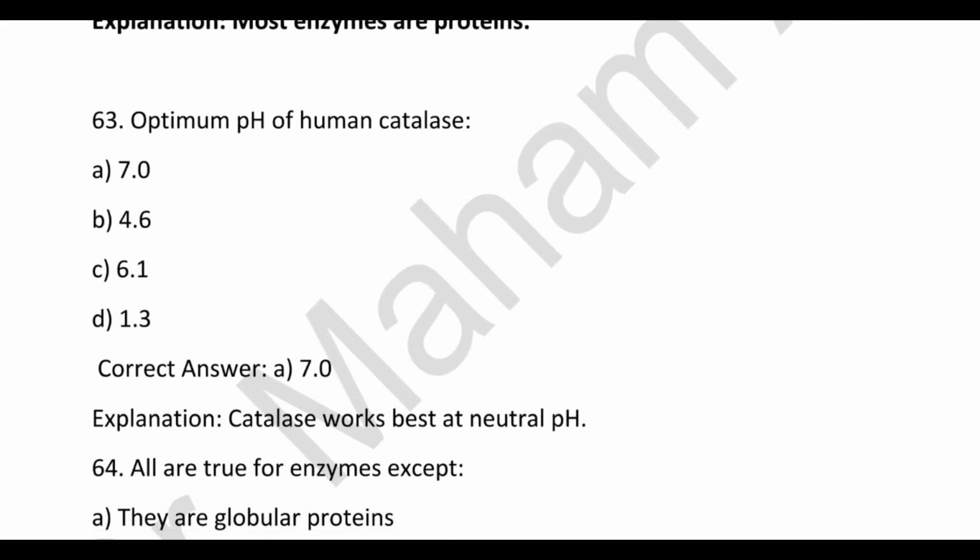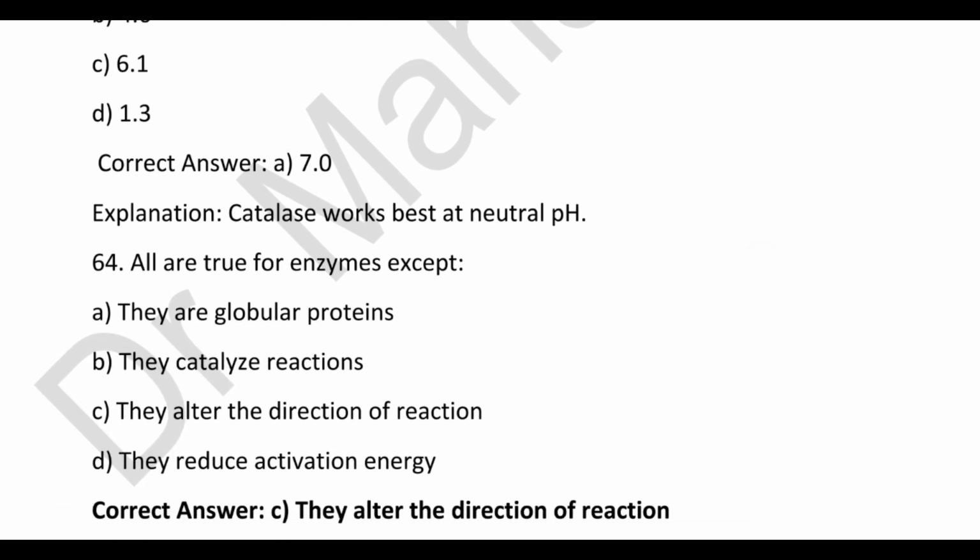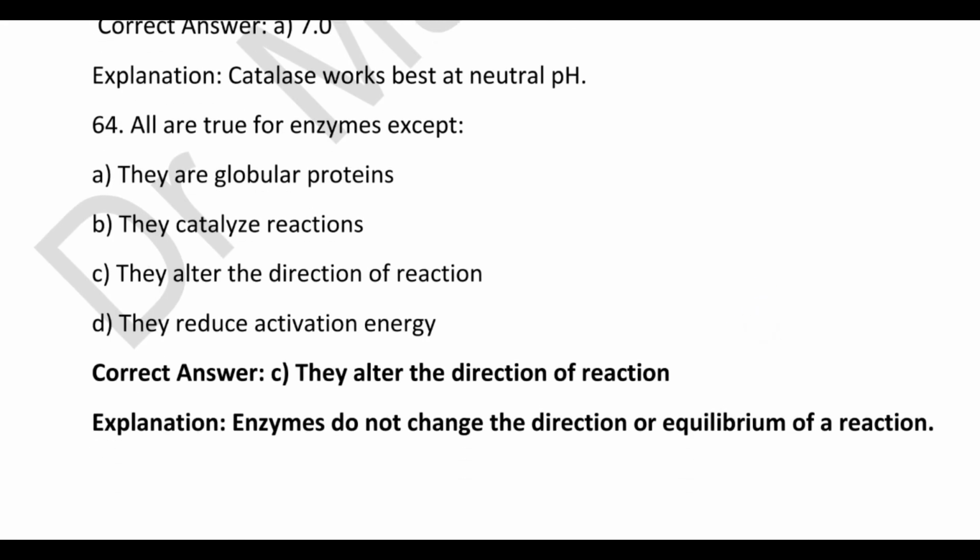Optimum pH of human catalase is. Correct answer is option A, that is 7, because catalase works best at neutral pH. All are true for enzymes except. Correct answer is option C, that is they alter the direction of reaction, because enzymes do not change the direction or equilibrium of a reaction.